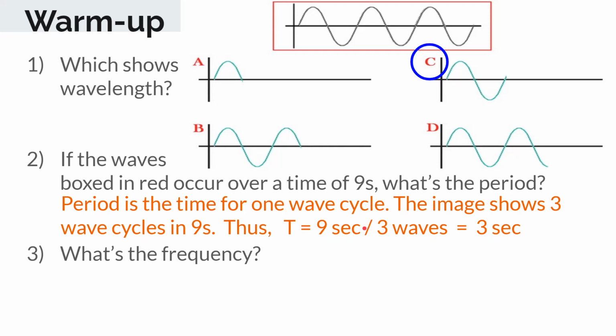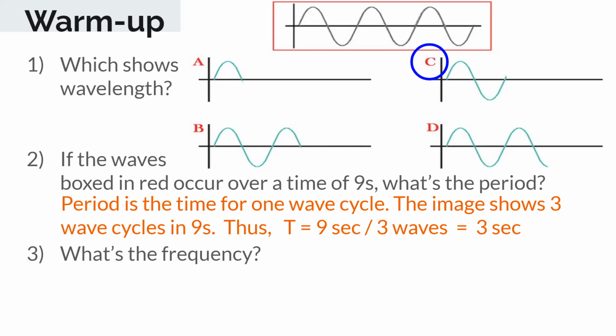You can do this mental math really easily, but it's just 9 divided by 3. It's the total time divided by the total number of wave cycles. That will give you your period, or the time per wave. Frequency, again, you need to remember that frequency is inversely proportional to period. So if you find period, it's really easy. I have the equation on the board over there: frequency is 1 over T.